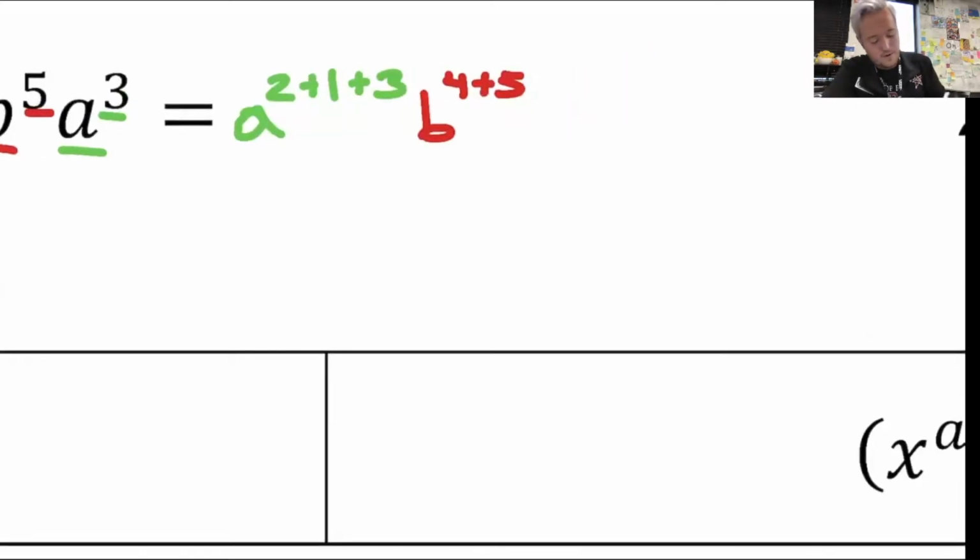So I'm going to simplify. My new exponent for my a value, 2 plus 1 plus 3, gives you 6. And then my new exponent for my b value is going to be 9. So this would be your simplified answer.